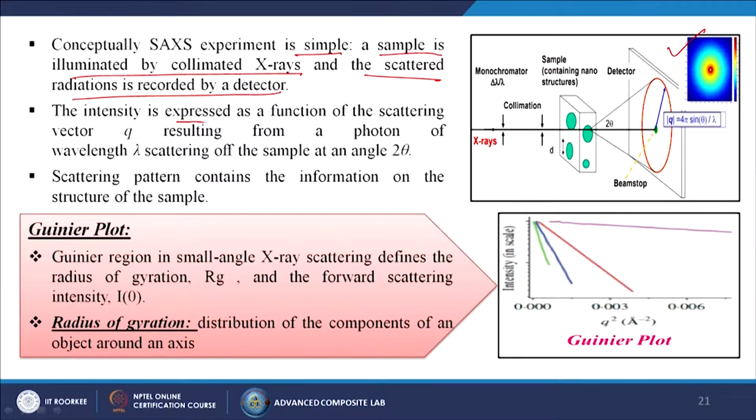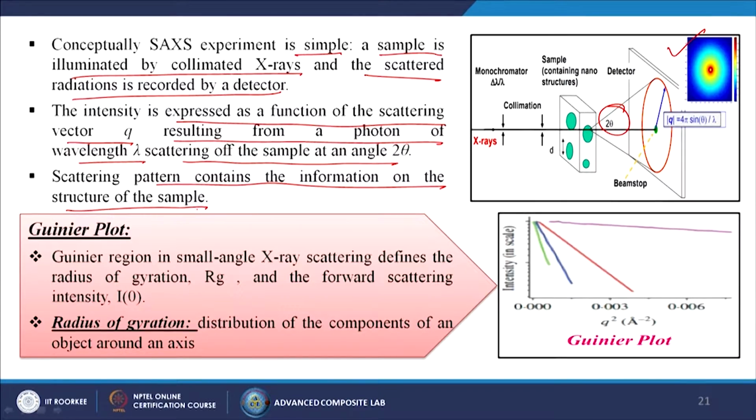The intensity is expressed as a function of the scattering vector q, resulting from a photon of wavelength lambda scattering off the sample at an angle 2 theta. The scattering pattern contains the information on the structure of the sample itself. Guinier plot: the Guinier region in small angle X-ray scattering defines the radius of gyration Rg and the forward scattering intensity I0. Radius of gyration is the distribution of the components of an object around an axis.